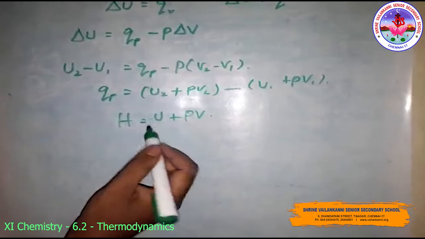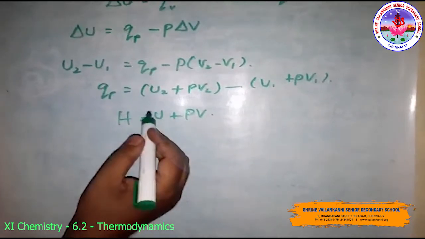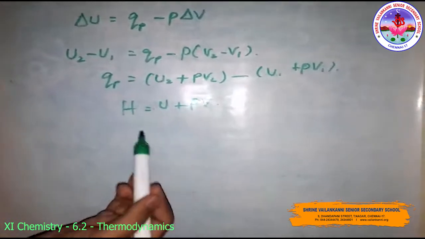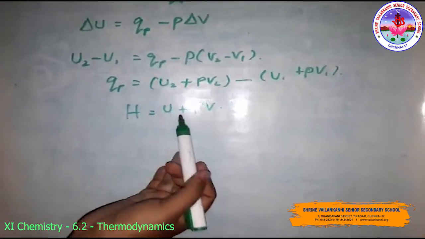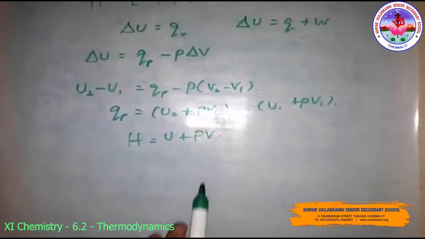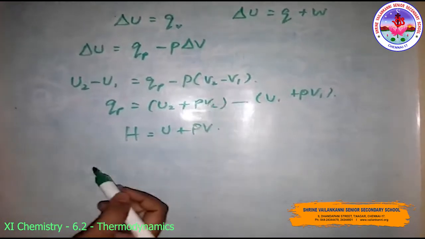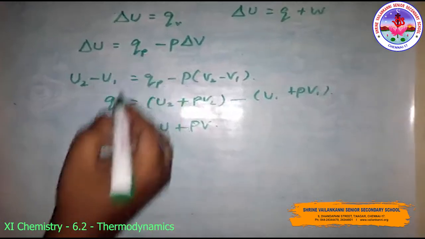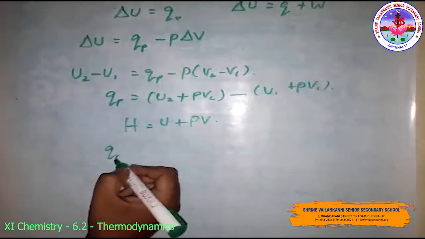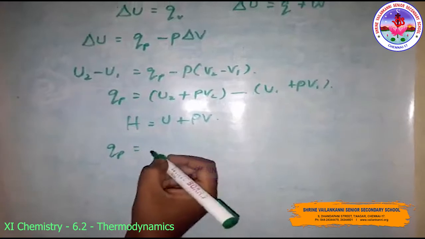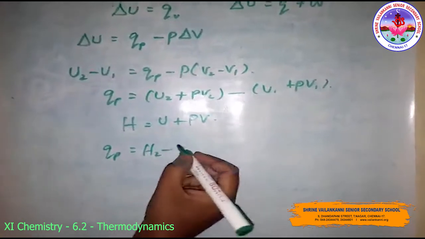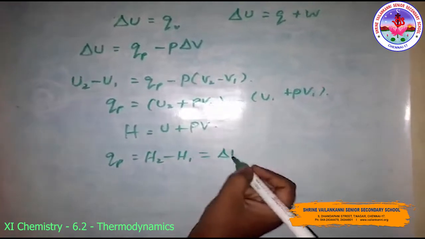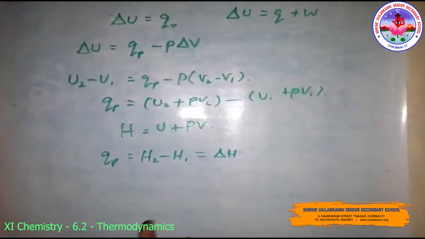The internal energy, sometimes we may write U or E, whatever it is, this indicates internal energy. So H is equal to U plus PV. Now substitute this in the formula. QP is equal to the final enthalpy H2 minus H1, that is called the change in enthalpy, delta H.